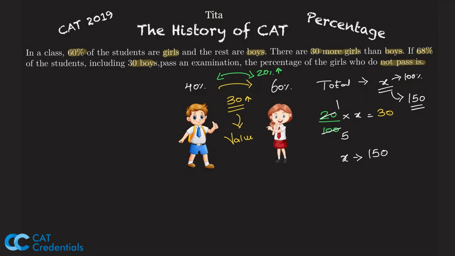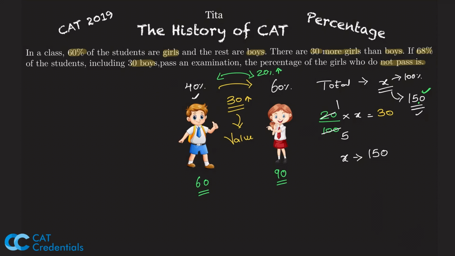So 40% of 150 is nothing but 60. Okay, 10% is 15, so 40% is 60. 60 will be the number of boys, and the number of girls will be what then? 90. Okay, because 60% of this is 90, or 150 minus 60 will give you 90. So 90 is the number of girls and 60 is the number of boys in the class, and the total number of students in the class is 150. Now let's see what else is given to us.